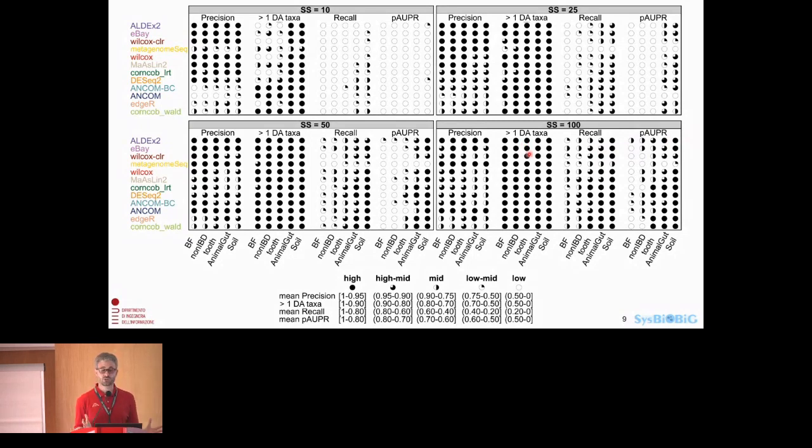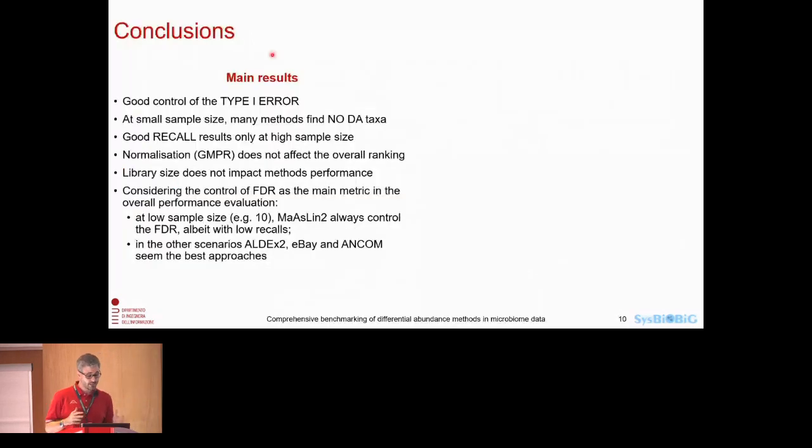So, to summarize more than 70 pages of article, the main results, last slide. Methods typically have good control of type 1 error. At small sample size, the majority of them are not able to find any differentially abundant taxa. In terms of recall, it seems to be the metric that is harder for the methods to achieve in a good way. FDR and precision are good, recall requires a lot of samples.